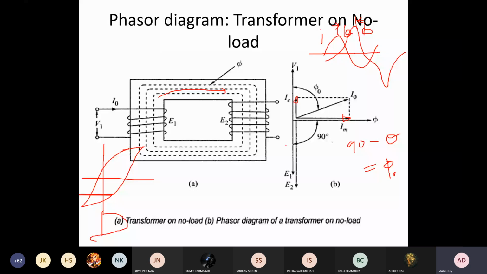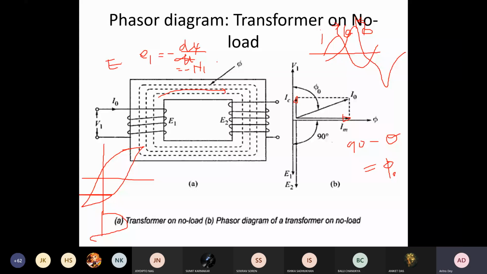E1 is the RMS value, E2 is the RMS value. So what is the relation between them? As we can see, as per Lenz's law, we can write E1 is equal to minus d psi dt, right? So what is your psi? Psi is equal to N1 into phi, right? So we can write it is minus N1 into d phi dt, and phi remains constant.